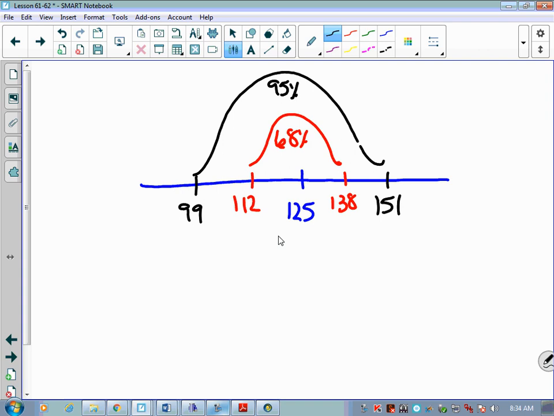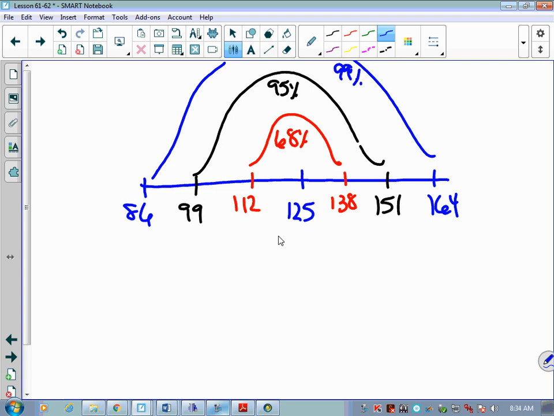Okay, and then we're going to go another one out. So we're going to take 151 and add 13: 164. We're going to take 99 and subtract 13: 86. And I'm kind of running out of space here. But three standard deviations will contain 99% of the data.